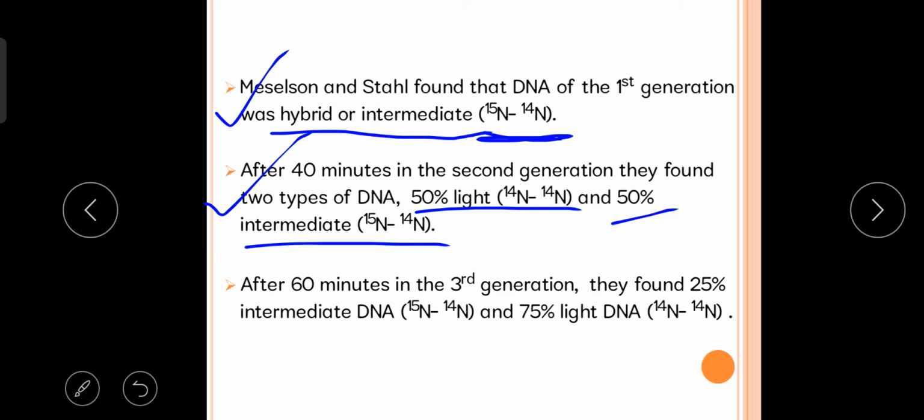Okay, always remember the new DNA strand is synthesized from the new medium.